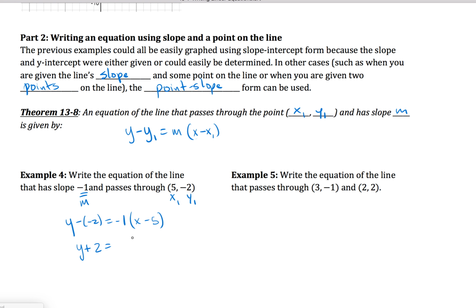We can see negative 1 times x, which is negative x. Negative 1 times negative 5 will be positive 5. And if I wanted to, I could leave it like this. y plus 2 equals negative x plus 5. This is a fine answer for the equation of this line.